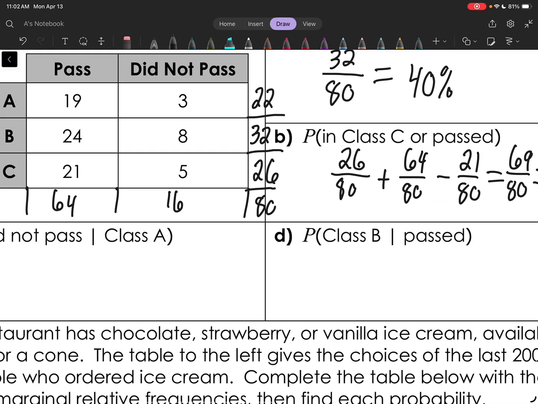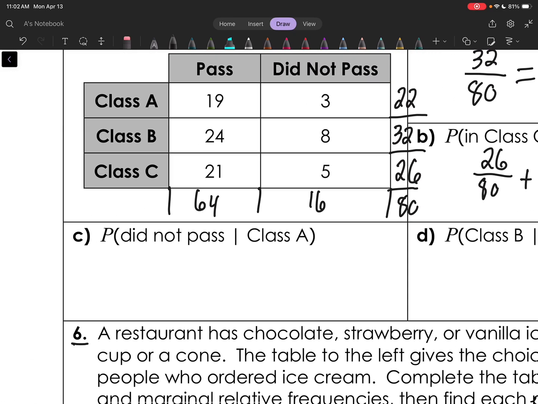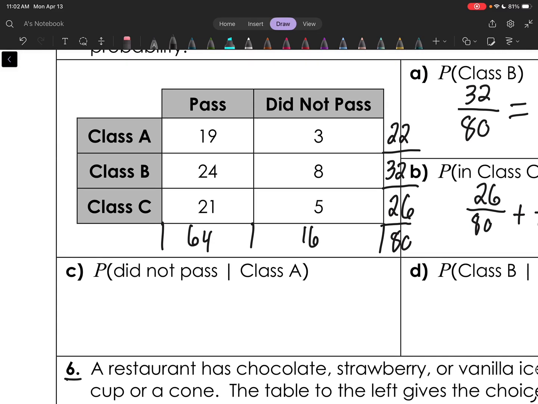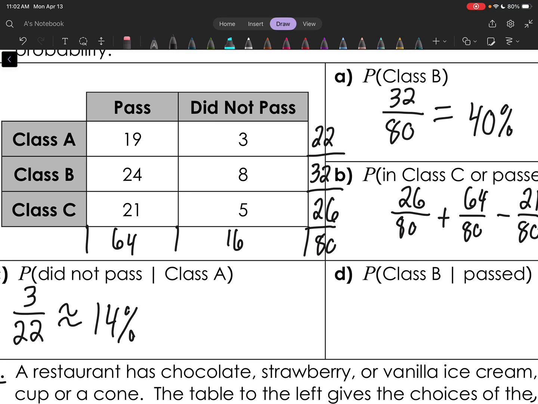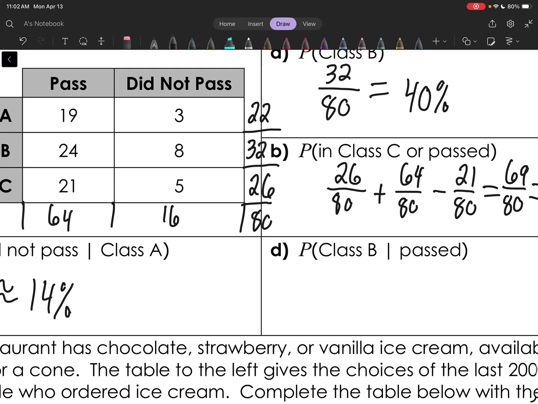What is the probability that I did not pass given I was in Class A? So, how many people did not pass that were in Class A? That would be 3. And how many total people in Class A? 22. That's about 14%. And I'm rounding there, but close enough.